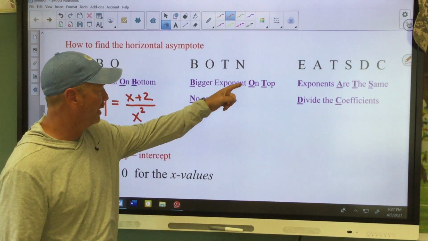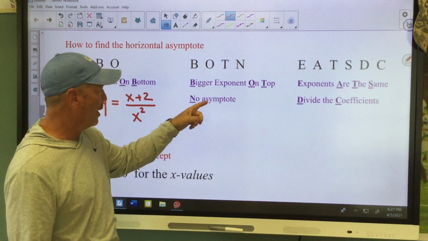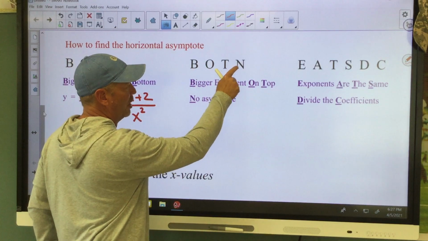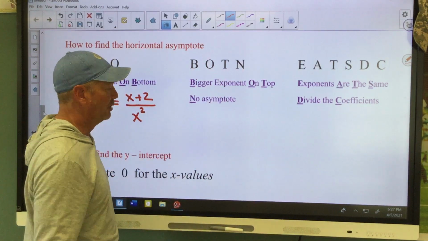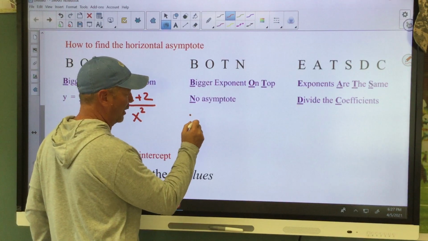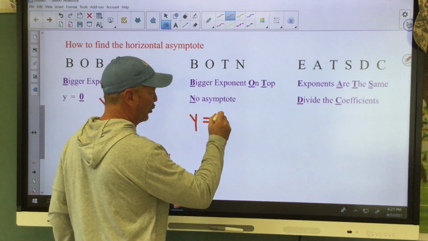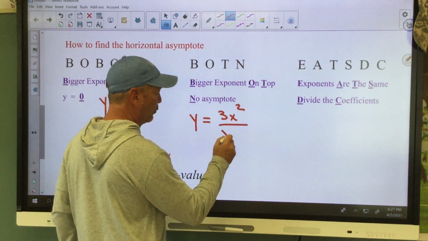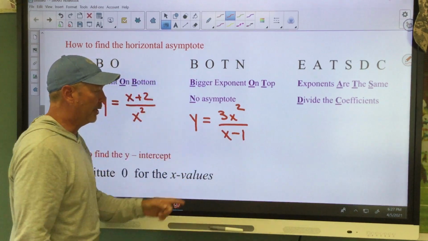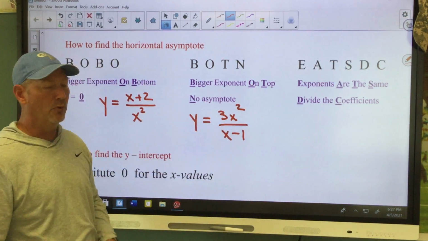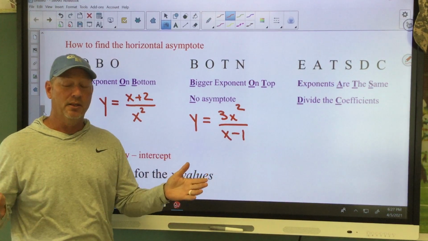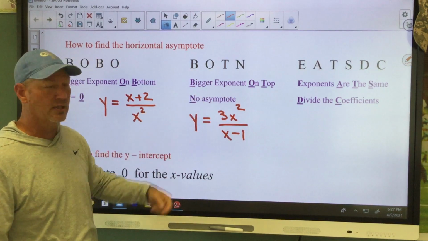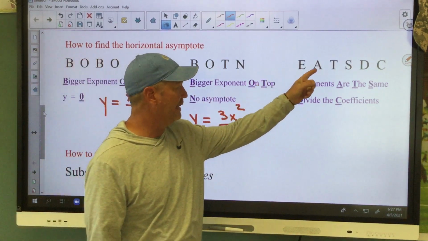If the bigger exponent is on top, there will be no asymptote. Bigger on top, no asymptote. So what would that look like? Okay, so if we say y equals, say, 3x squared over x minus 1, the bigger exponent is on top, so in the blank we would say none. There's not going to be a horizontal asymptote because the bigger exponent is on top.